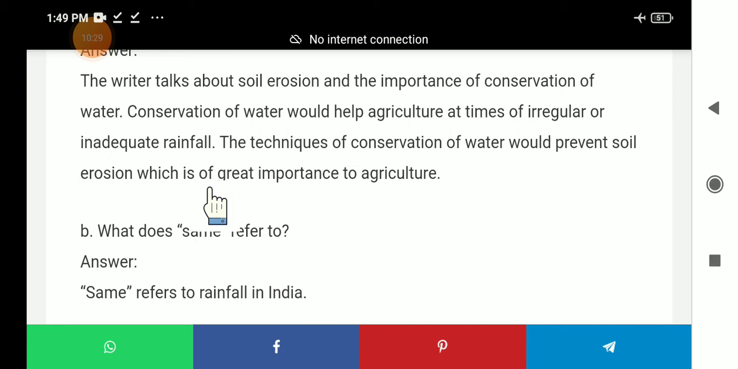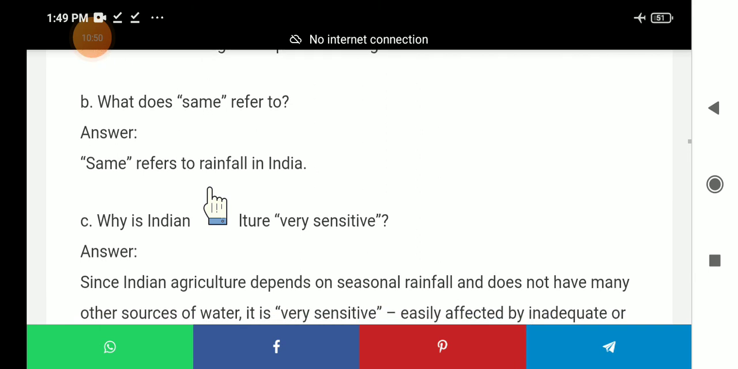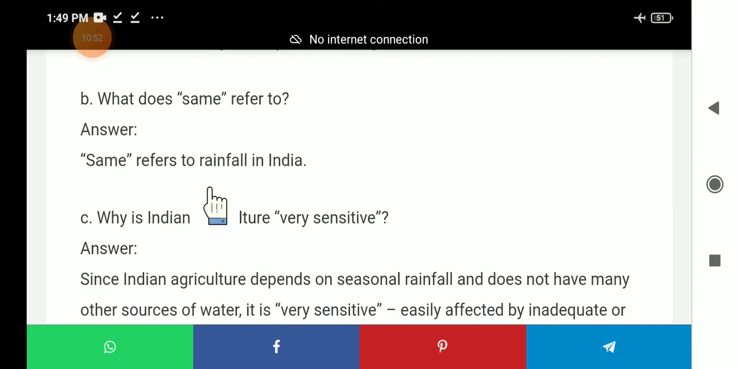So all these factors are responsible for the betterment and the sustainable development of Indian agriculture, and it will grow our economy side by side. So, understood student, this is the first answer for the close study, first question A. Now comes to B. What does same refer to? What do you mean by same? Answer: same refers to rainfall in India.